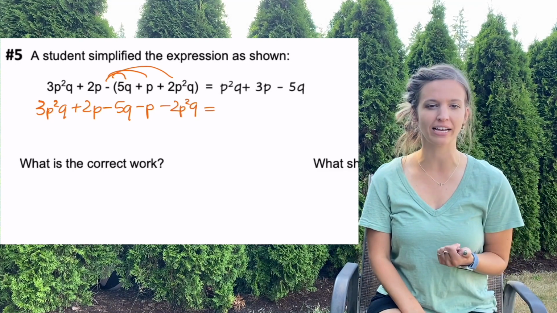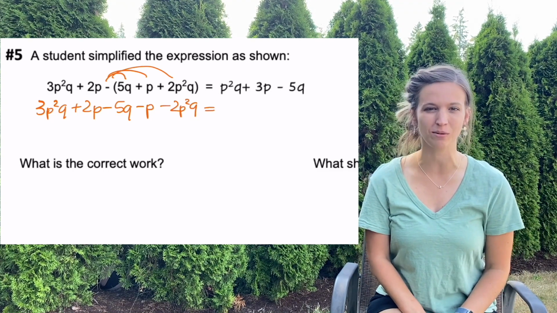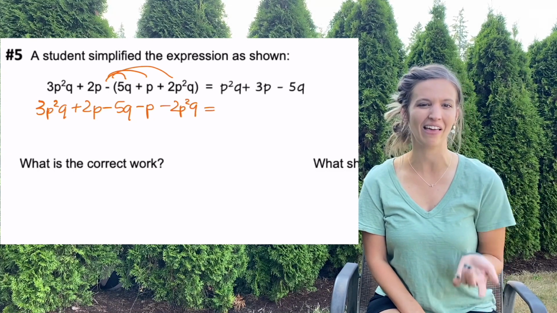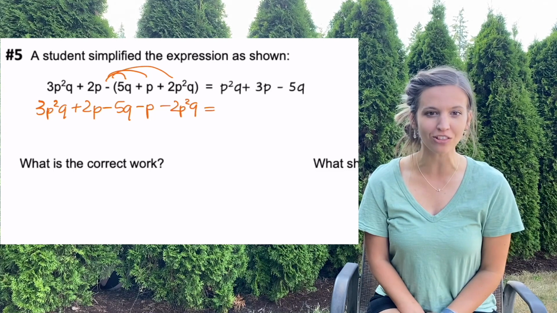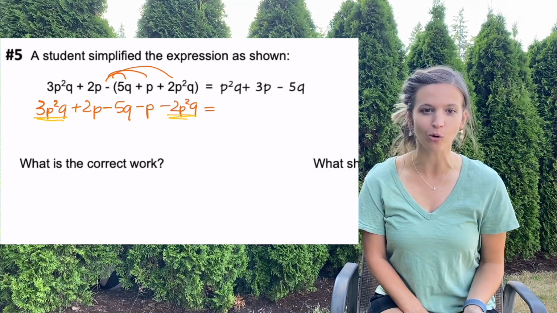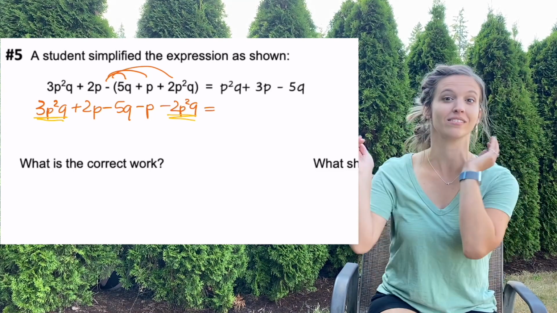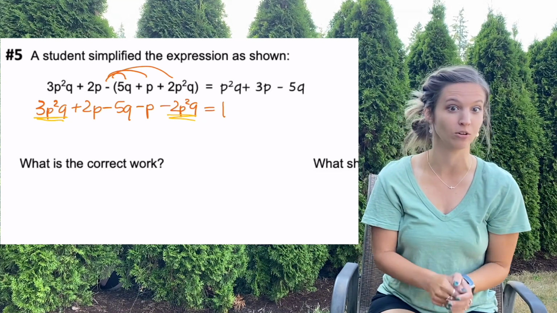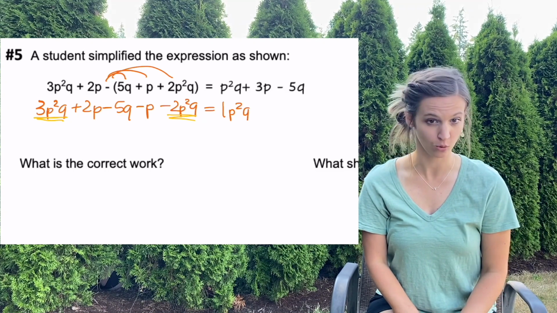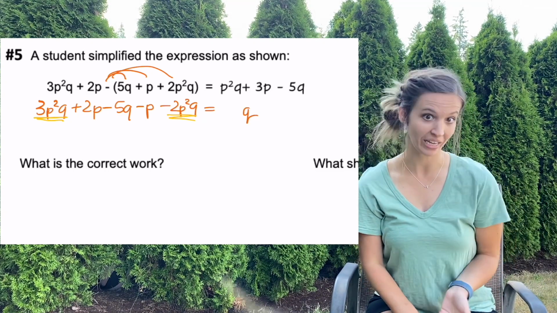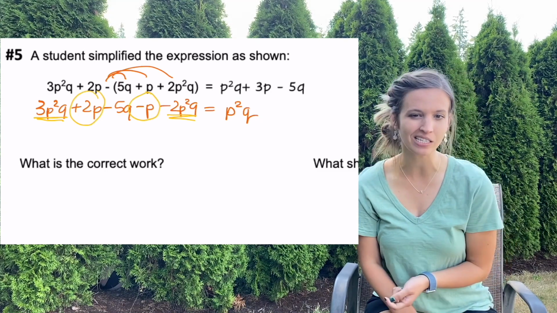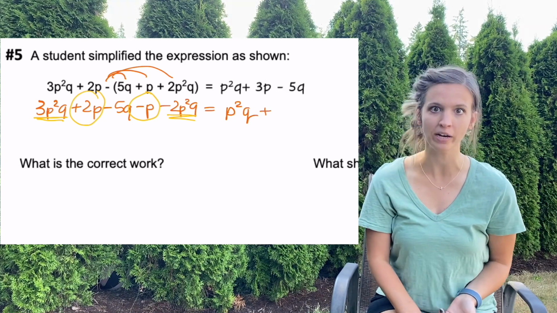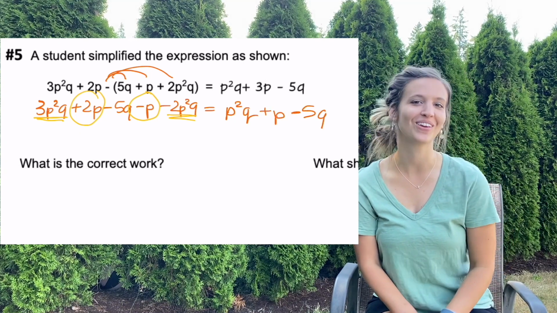If I combine my like terms, the only like terms I see are that 2p and that minus p. So I'm gonna start off with, oh wait, I have other like terms, 3p squared q, because I have the same variables with the same exponents on those variables. So 3p squared q minus 2p squared q is 1p squared q, and then I've got plus 2p minus p would be just plus 1p, minus 5q.